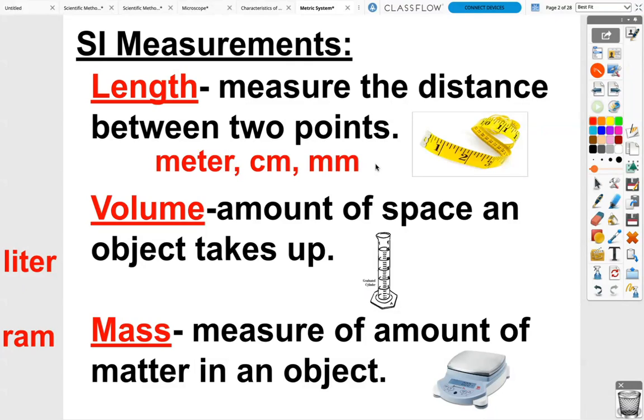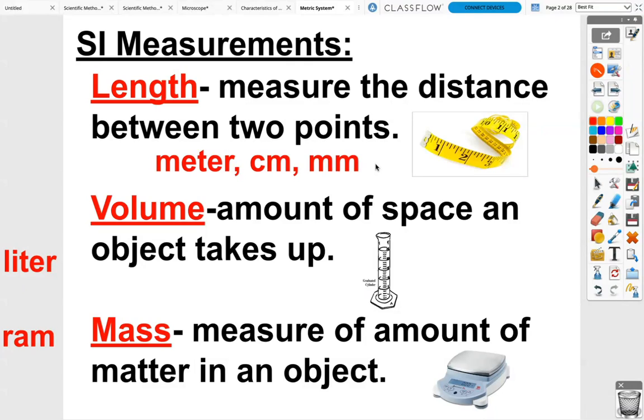These are your smaller measurements. Now, I did not put kilometer on there, but a kilometer is also, of course, a metric unit of length. A kilometer is typically used for measuring long distance. So if you're traveling in a car where we might say, I'm traveling so many miles, countries that use the metric system would measure that in kilometers.